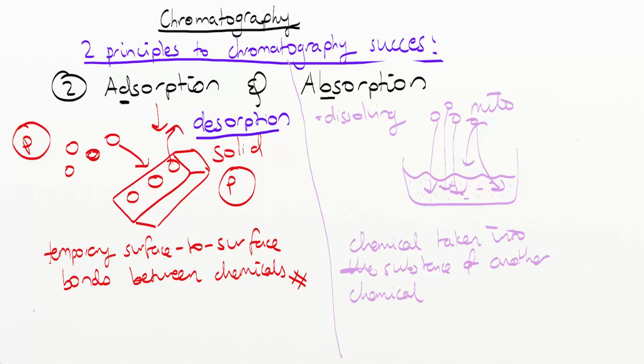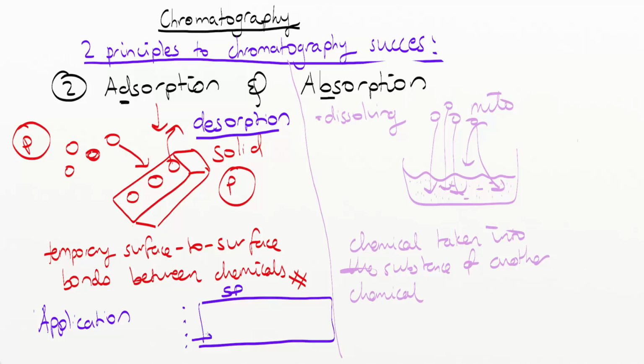Now, what is the application to our chromatography? We have a stationary phase. Remember, the stationary phase is the chemical that does not move. And we have a bunch of substances traveling along the stationary phase. Based on the amount of friction these substances have with the stationary phase, in other words the amount of affinity, which is the correct word to use, that will determine how far these things move.